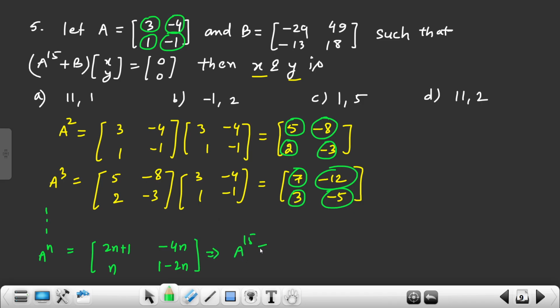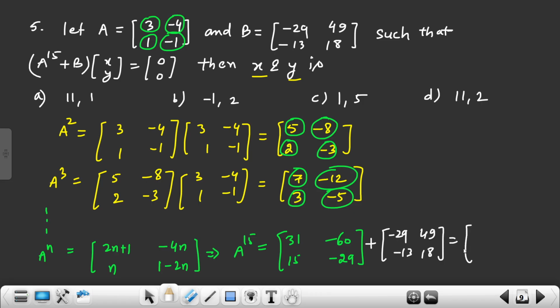Now they ask A power 15. So what is A power 15? Let's put n as 15. 15 into 2 is 30, 30 plus 1 is 31. And 15 fours are 60. And 1 minus 30 is minus 29. We have to add this with B. What is B? Minus 29, 4, 9, minus 13, 18. If we add them, what are we getting? 2 minus 11, and it is 2 again, and it is minus 11. Minus 11.